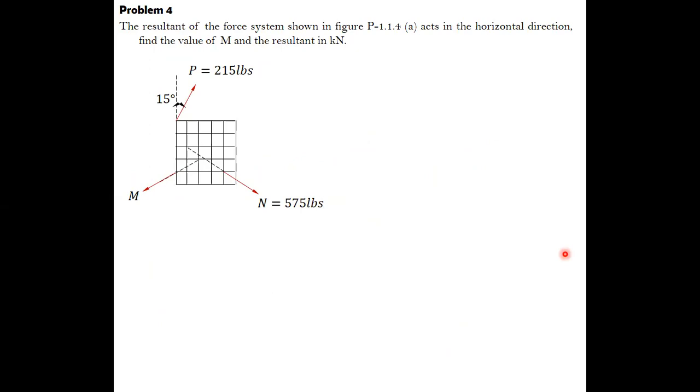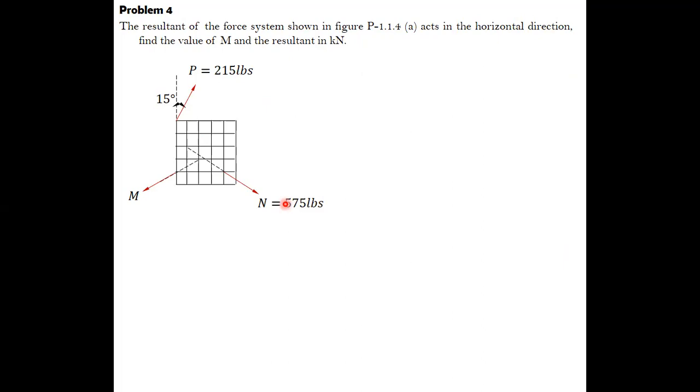In fact, if I read the problem, the resultant of the force system shown in the figure acts in the horizontal direction. The magnitude is not given, only the direction. And we are asked to find the value of M and the magnitude of the resultant in terms of kilonewton. Now, if you noticed, the unit is in terms of pounds, so this is under English unit, but the desired value is or should be under SI.